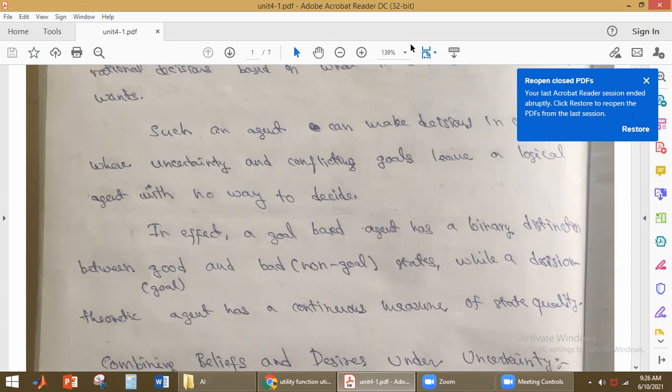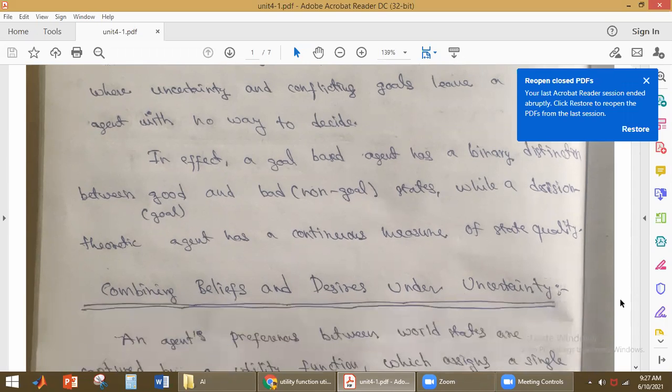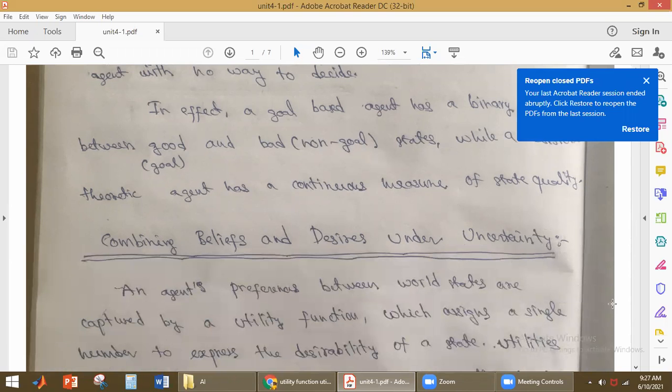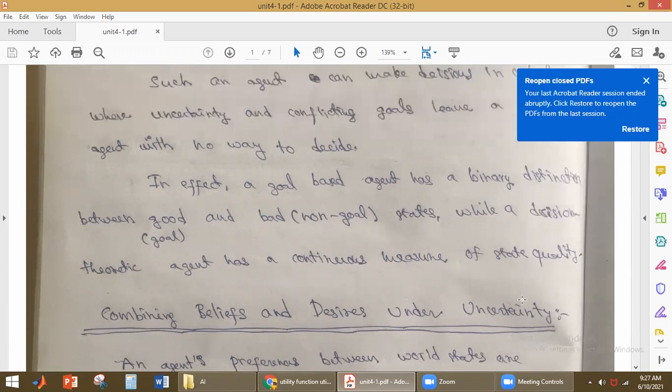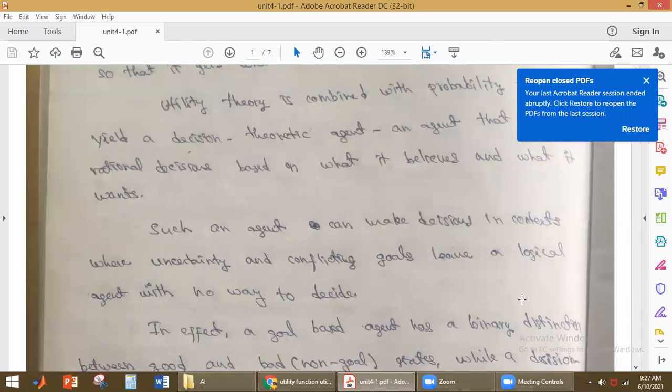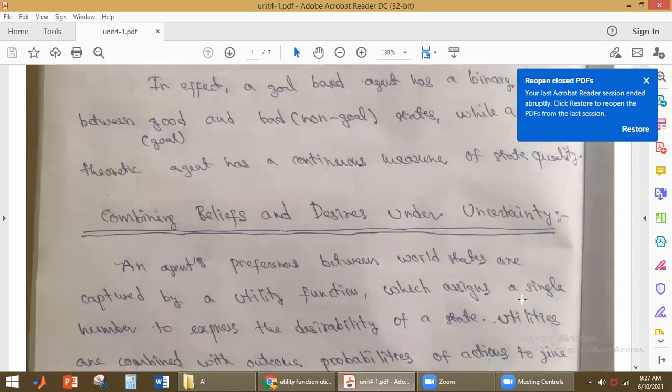Whereas this decision theoretic agent will be continuously measuring the state qualities of the different states we are getting. What is the uncertainty here? The environment will be changing with respect to time, which means every time we will be getting different states. So the decision theoretic agent continuously measures the state quality because the states are changing every time, so that it is able to take decisions. So this is about the introduction part of Markov decision process.